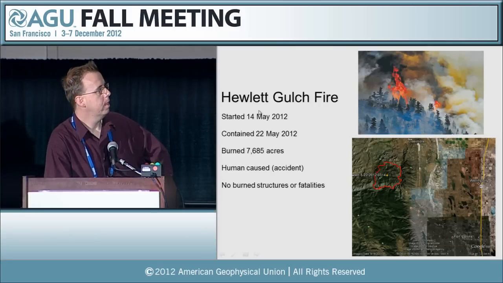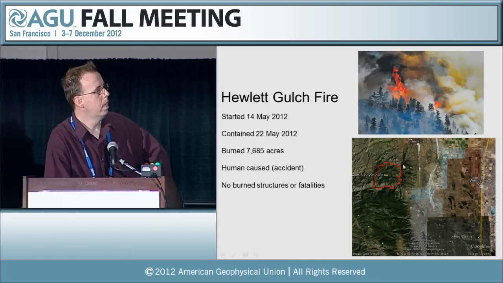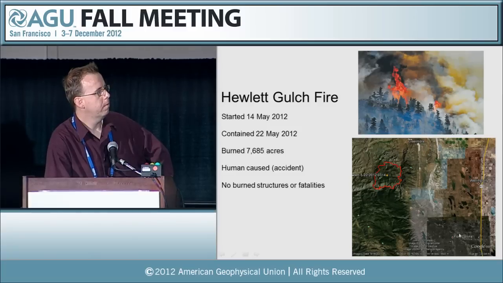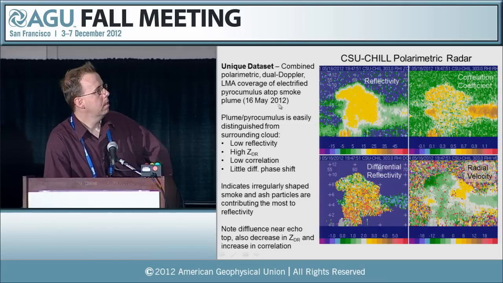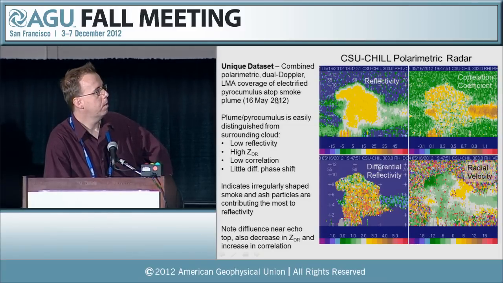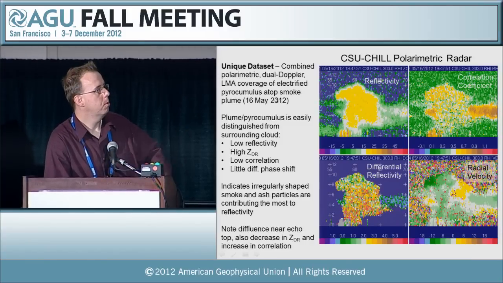So I'll show 3 examples. One is the Hewlett Gulch fire. This is the first major fire in northern Colorado. It burned a small area northwest of Fort Collins. It was kind of a boring day during the DC-3 project, so we decided to just scan the plume. And of course, smoke plumes show up pretty well on radar.